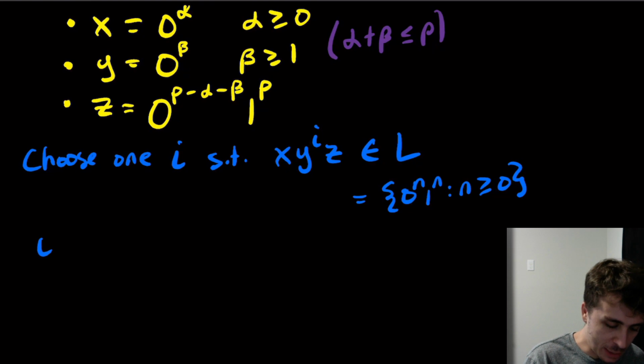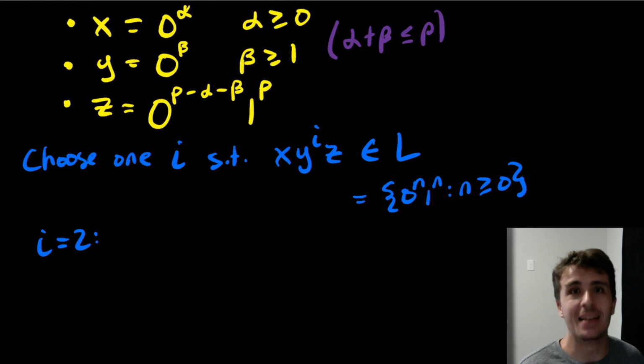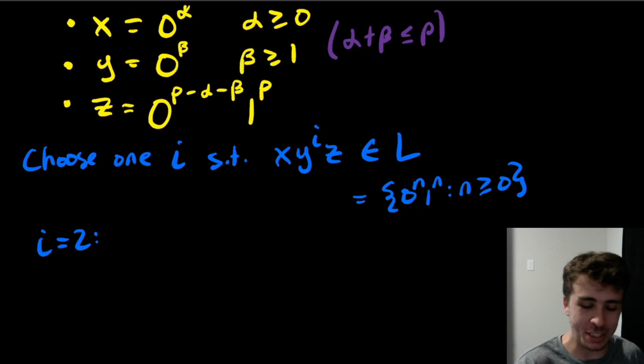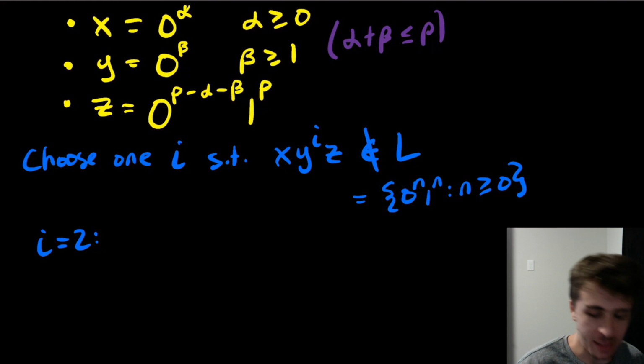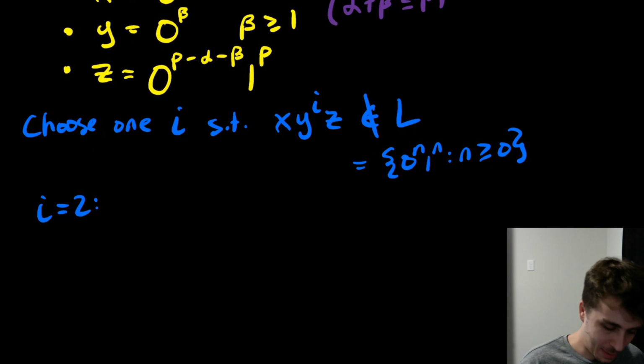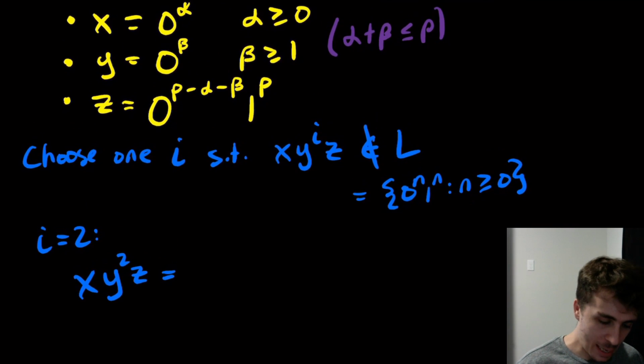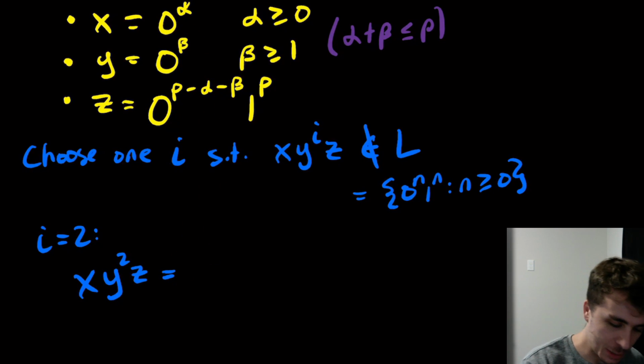So let's pick I to be 2. I can't pick I equal to 1 because that's the original string, and the original string is in the language. I want something not in the language. Whoops. Such that this is not in the language. That's what I meant to say. All right. So what is X, Y squared, Z? So squared means 2 in the exponent. Well, what I do here is I just copy down all of the 3 pieces.